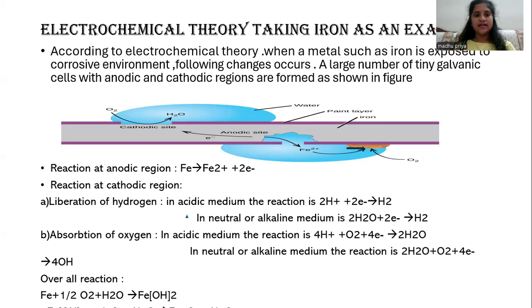Reaction at the cathodic region. Liberation of hydrogen: in acidic medium, the reaction is 2H+ plus 2e- gives H2. In neutral or alkaline medium, 2H2O plus 2e- gives H2. Absorption of oxygen: in acidic medium, the reaction is 4H+ plus O2 plus 4e- gives 2H2O. In neutral or alkaline medium, the reaction is 2H2O plus O2 plus 4e- gives 4OH-. Overall reaction: Fe plus 1/2 O2 plus H2O gives Fe(OH)2.